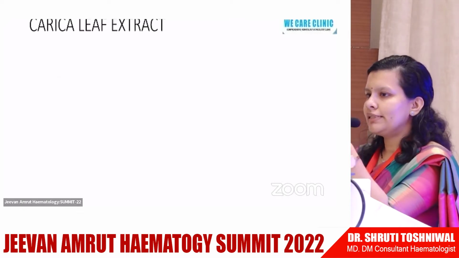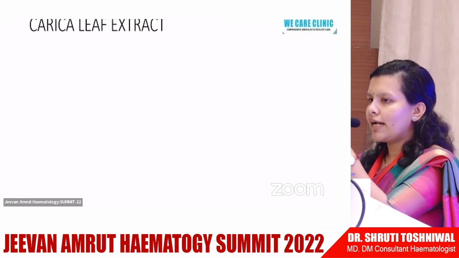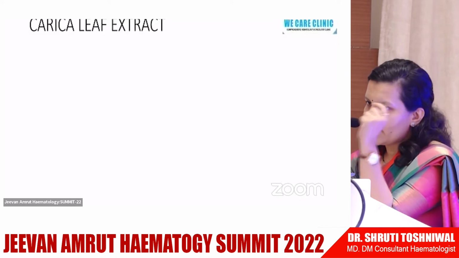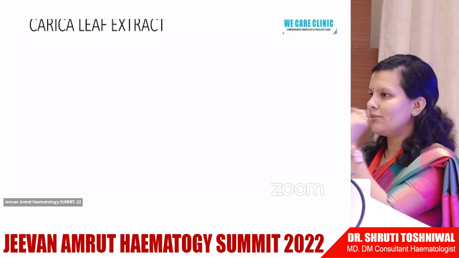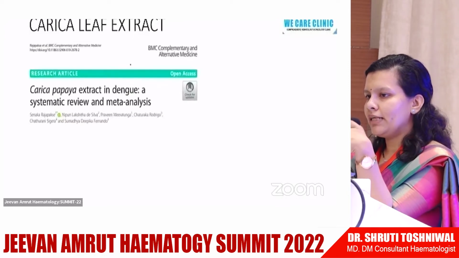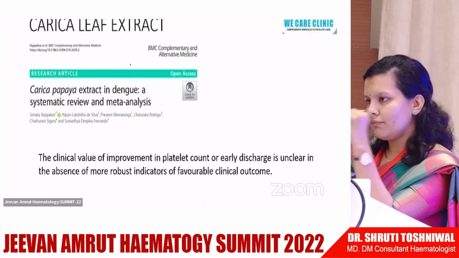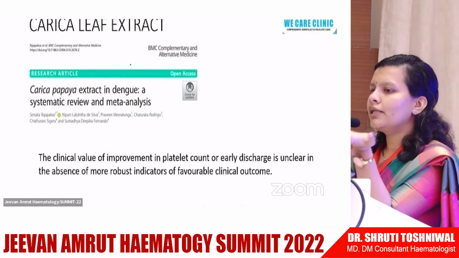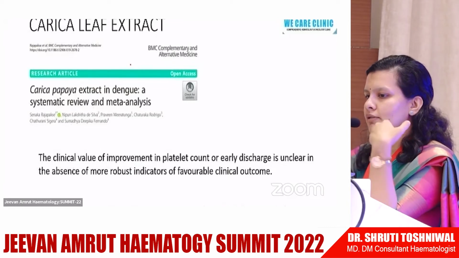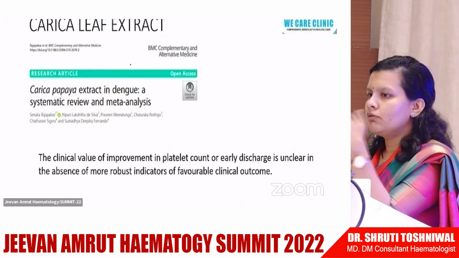Also, very popularly, everybody is taking Carica leaf extract, which is a papaya leaf extract, in dengue. Right, left and center, people come asking whether these pills are beneficial or not. Theoretically, Carica leaf extract is a thrombopoietin stimulant. But there was a systematic review and meta-analysis. They said that although theoretically it may be a thrombopoietin analog, the clinical value of improvement in platelet count or early discharge is unclear, and the current evidence is insufficient to comment on its role in dengue.